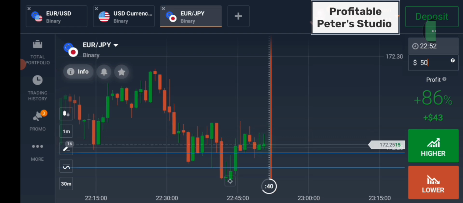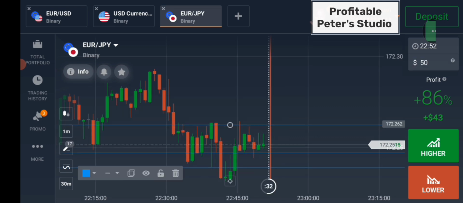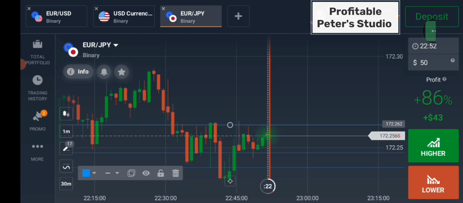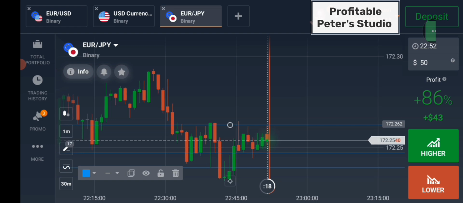The indicator I use is the horizontal line, like this horizontal line I place. I look for support and resistance zones, and I take my trade from support to resistance and so on. Some people have several indicators that they use, and it works for them. But my strategy is I use horizontal lines, and I take my trade from support to resistance zone.